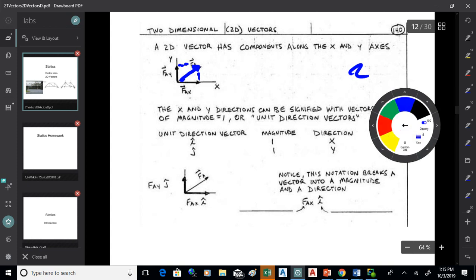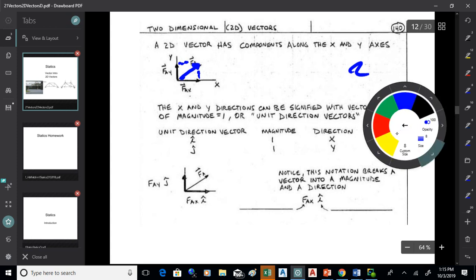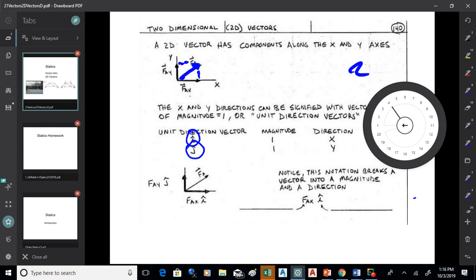Now, the x and y directions can be signified. We kind of get into the notational part of this stuff. I can signify that by using what are called unit vectors. So instead of saying in the x direction, I can use an i unit vector, and instead of saying in the y direction, I can use what I call a j unit vector. Unit vectors have a magnitude of 1 and point in a given direction. As I view them, they serve as direction pointers. They're saying in this direction or in that direction. i says in the x direction, j says in the y direction.